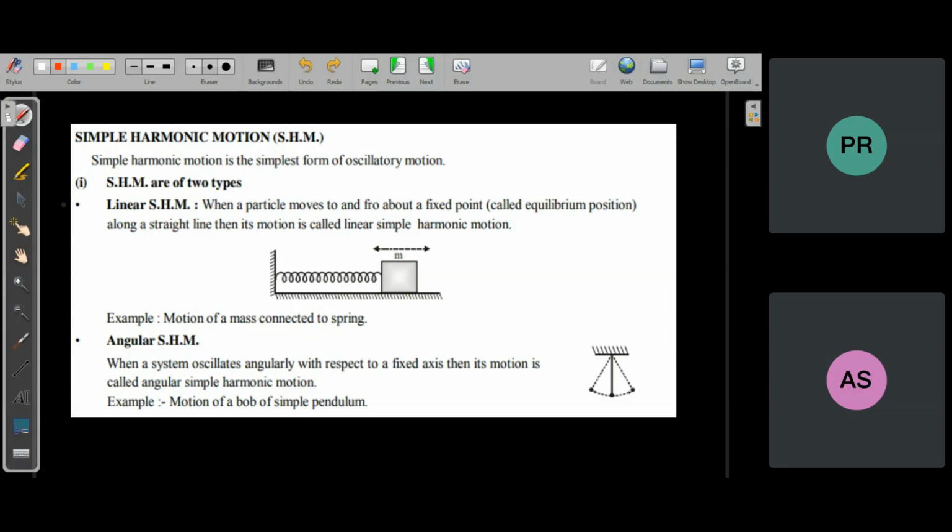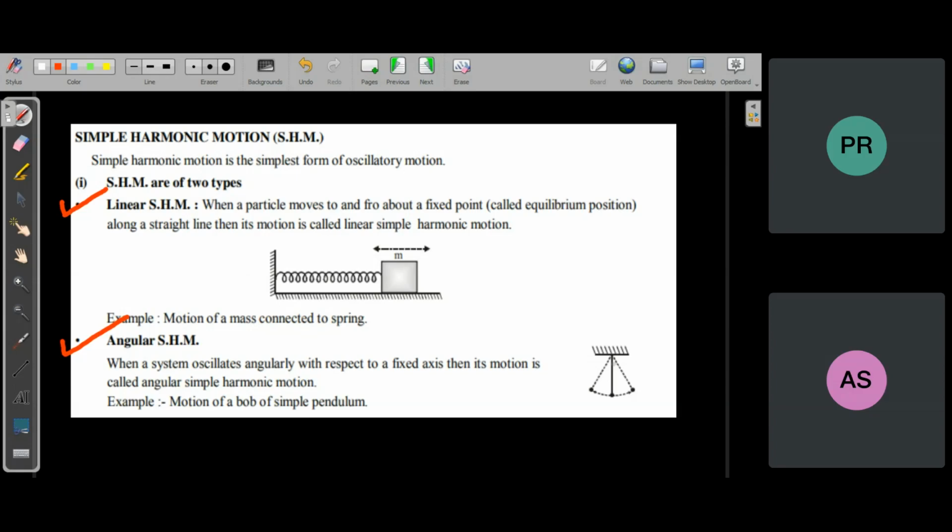Here the particle is going to and fro about a fixed point along a straight line, for example the motion of this block connected to the spring. Now the second type is angular SHM. In angular SHM, a system oscillates angularly with respect to a fixed axis.